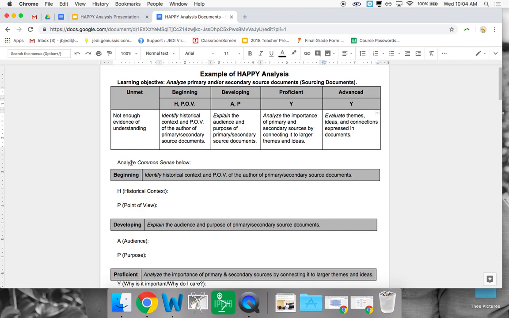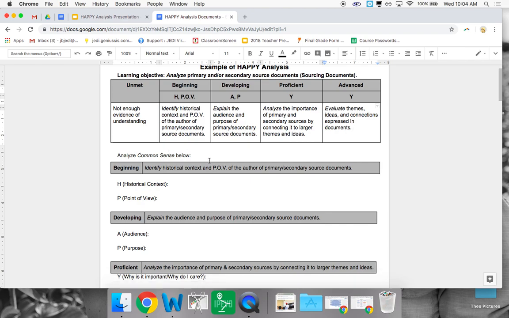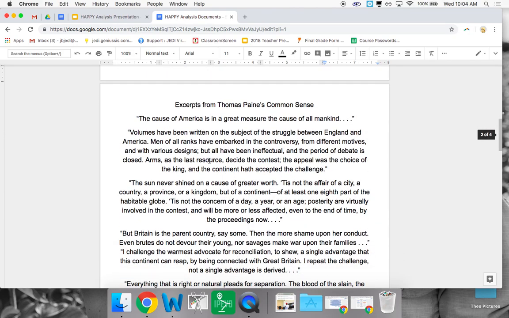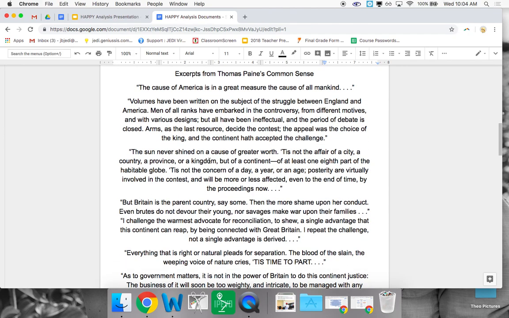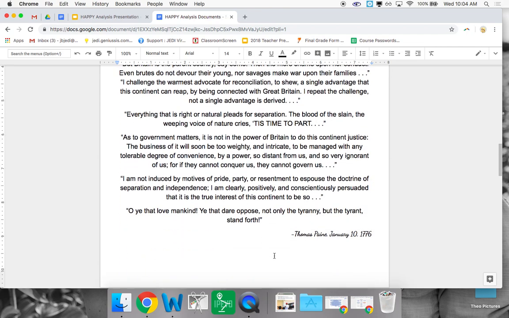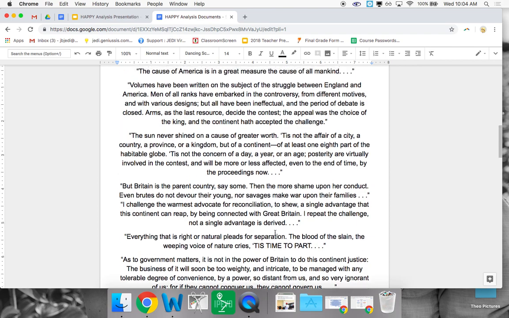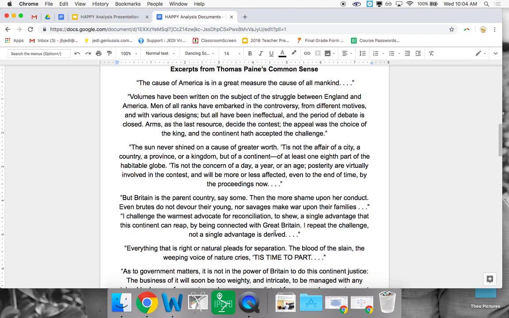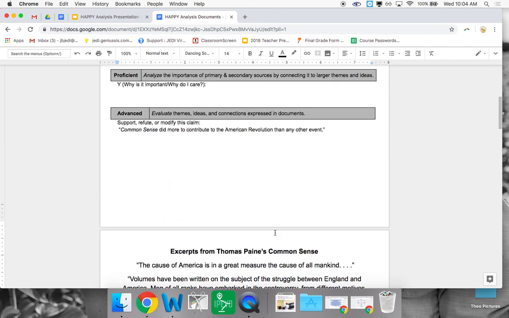The task here is to analyze Common Sense. Common Sense is a primary source document. And if I scroll down here to my second page, here is some excerpts from Thomas Paine's Common Sense. I can see in the title here, that's what this is. And I can see down below here, I have a byline to know who wrote it and when it was written. So before I begin reading this document, I want to think about happy analysis.